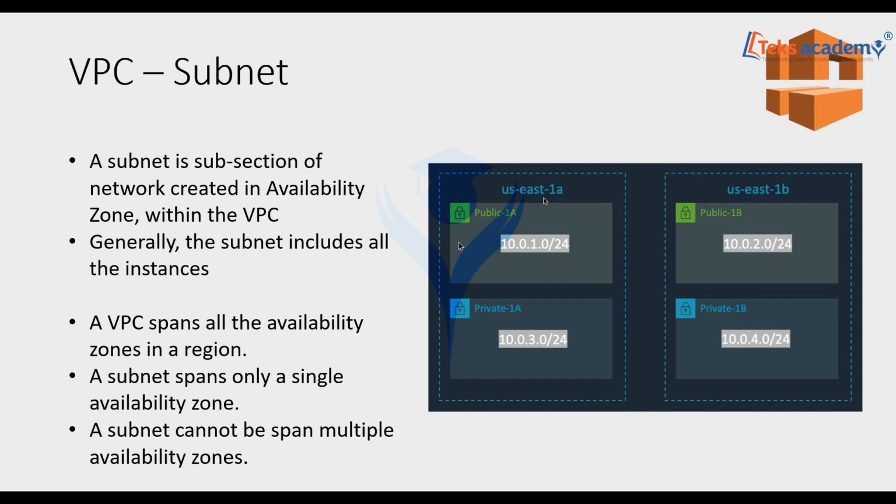Here we can create a public subnet and a private subnet. A public subnet will have access to the internet directly. A private subnet does not have access to the internet directly.